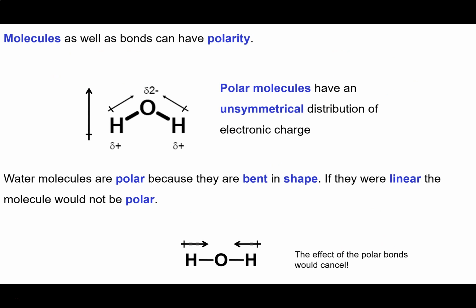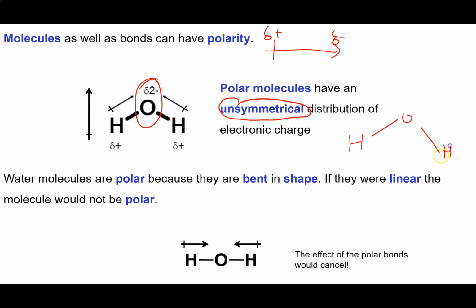So molecules can have a polarity. That is, they can have a positive end and a negative end. And that will happen when we have an unsymmetric distribution of electronic charge about the central atom. So water molecules are polar because they have two polar bonds, one going up and to the right and one going up and to the left.